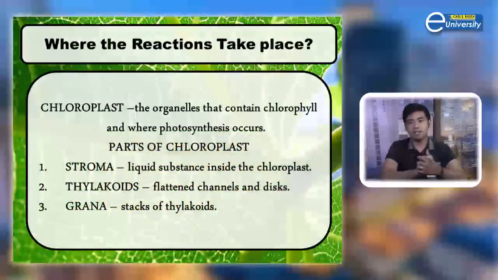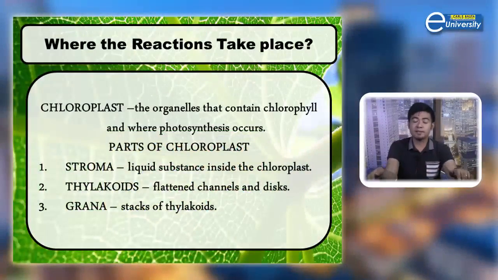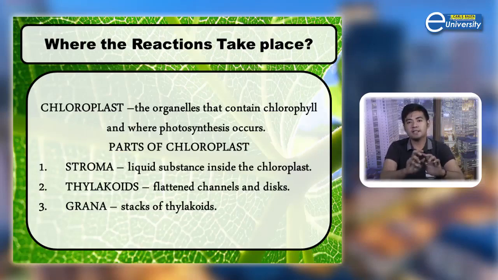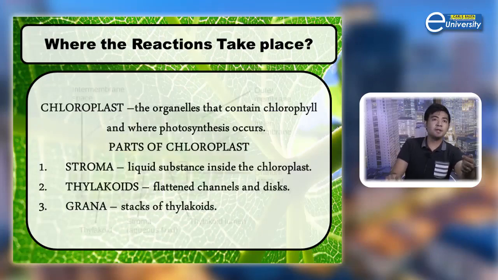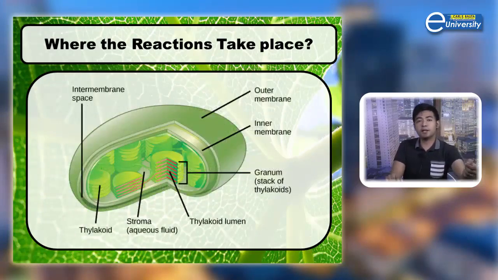So where does the photosynthesis reaction take place? Of course, photosynthesis happens in the chloroplast. What is the chloroplast? The chloroplast is the organelle that contains the chlorophyll and it is where photosynthesis occurs. What are the parts of the chloroplast? We have three main parts. We have the stroma, or the liquid substance inside the chloroplast. We have the thylakoids, or the flattened channels and discs. And of course, we have the grana, or the stacks of thylakoids. Thylakoids are the discs, and when you put them together in stacks, they are now called grana, or granum. I have here the diagram or illustration of the parts of the chloroplast.